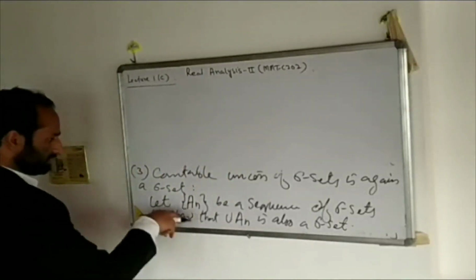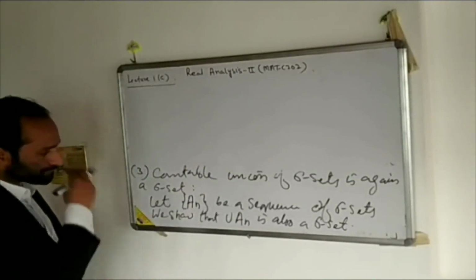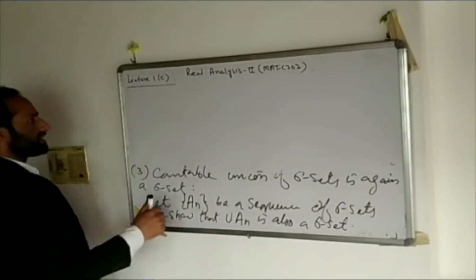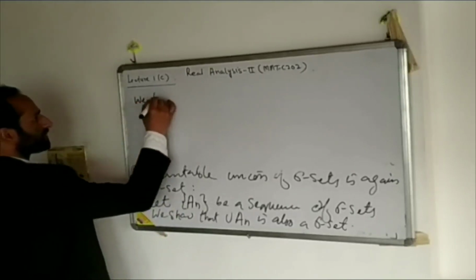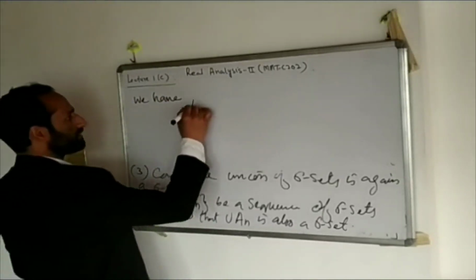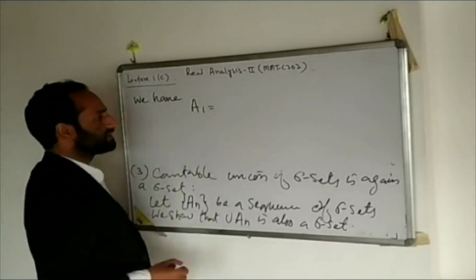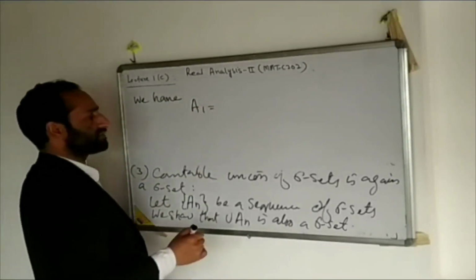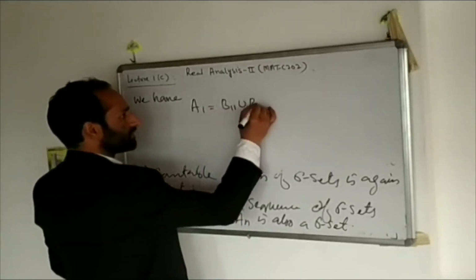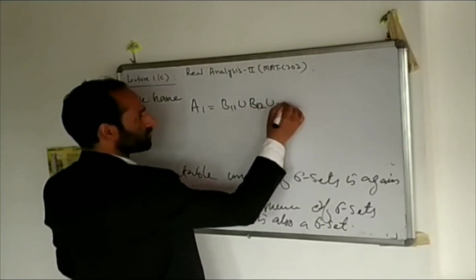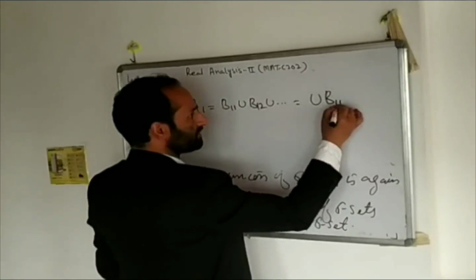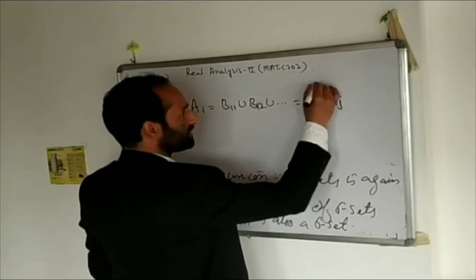So this is a countable class, and since A1, A2, ..., An are all sigma sets, A1 can be written as a countable disjoint union of members of S. That means A1 can be written as B11 union B12, and so on up to infinity, or we can write it as the union of B1j, j running from 1 to infinity.